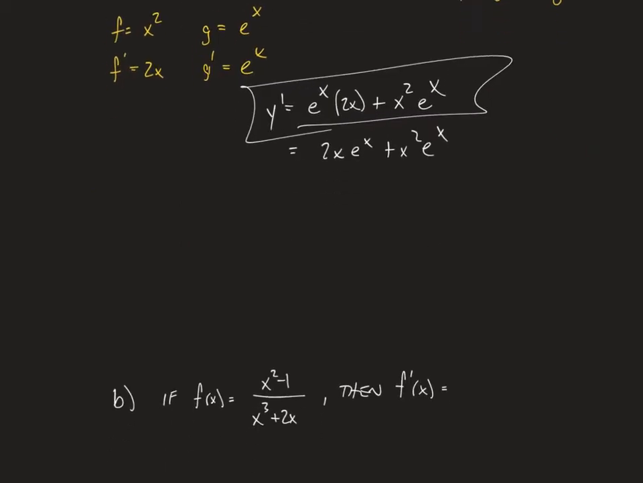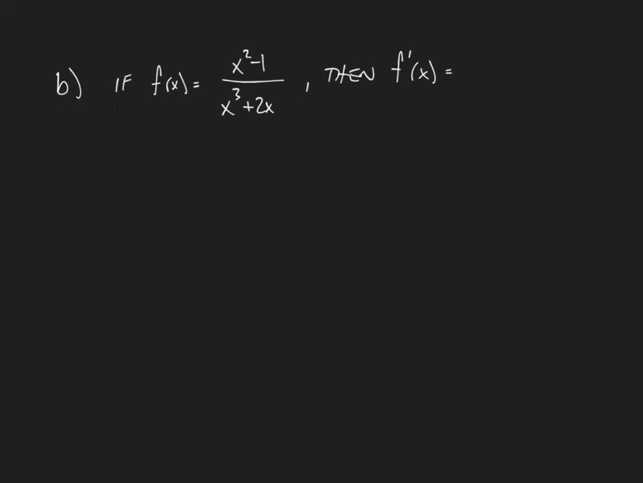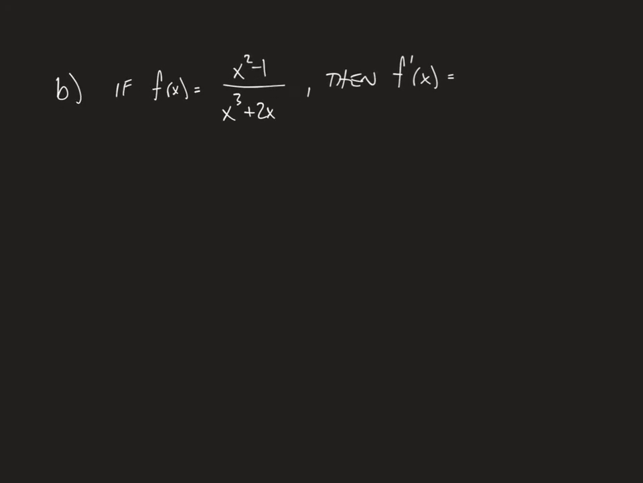Okay, B. If f of x is x squared minus 1 divided by x cubed plus 2x, then what is f prime of x? So this is not a situation where we are multiplying two functions together. We are now dividing them. So we're going to want to use our quotient rule here.